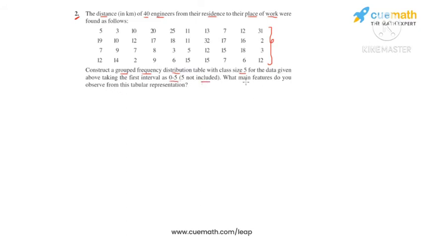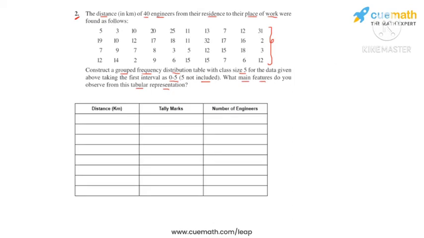Then we have to tell what are the main features that we observe from the tabular representation. So to have a tabular representation, let's first have a tabular column. In here we have distance in kilometers, tally marks, and the number of engineers. So before we start representing this data in this tabular column, let's understand what we have which is given in this question. So we have been given the distances of the engineers from their residence to their place of work. So we can take that as D, which is given in kilometers.